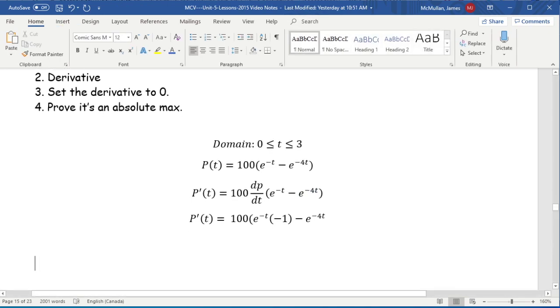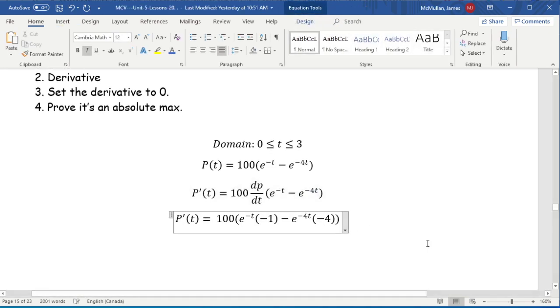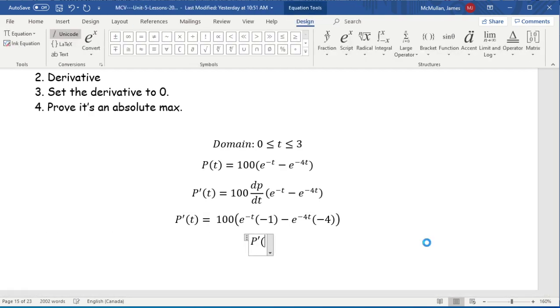Okay, and so then you copy it out like you see it, and then you multiply by its derivative, which is negative 4. So P prime of t is equal to 100. Okay, now the negative and the negative 4 make a positive, so we have 4e to the negative 4t, and then we have minus e to the negative t.